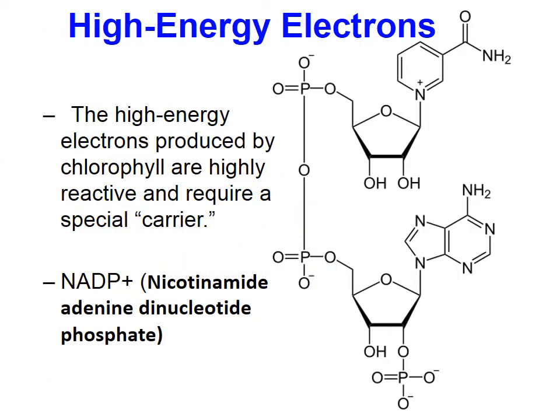The high energy electrons produced by chlorophyll are highly reactive and require a carrier. One of the carriers we'll be talking about is NADP+. This is a picture of it. And no, you do not have to memorize this or even know what it looks like. I just wanted to show you that it is a chemical formula, or it has a structure. And we'll be calling it NADP+. It's called nicotinamide adenine dinucleotide phosphate. So there's no way I'm going to make you memorize that, but NADP+.